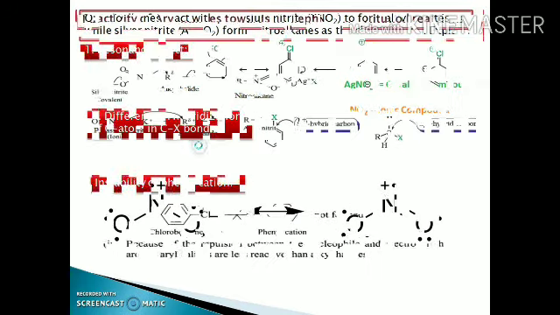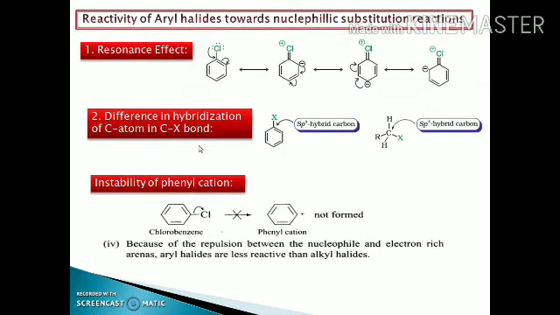Now we will discuss the reactivity of the aryl halides towards nucleophilic substitution reactions. The aryl halides are extremely less reactive towards nucleophilic substitution reactions in comparison to the alkyl halides, due to the resonance effect, the difference in hybridization of the carbon atom, and the instability of the phenyl cation. Let us discuss these one by one.